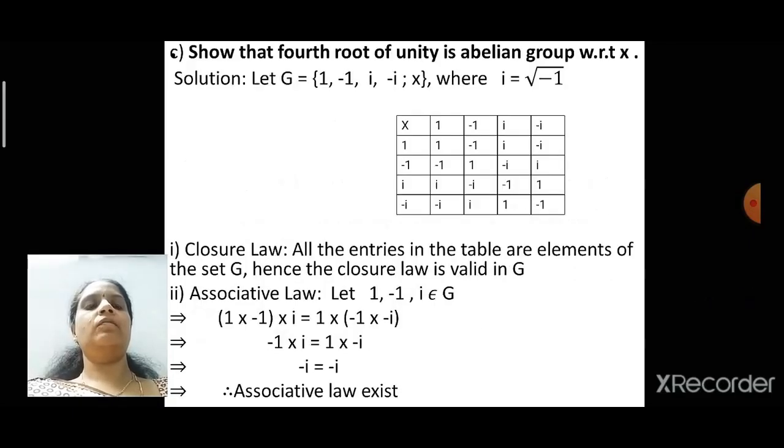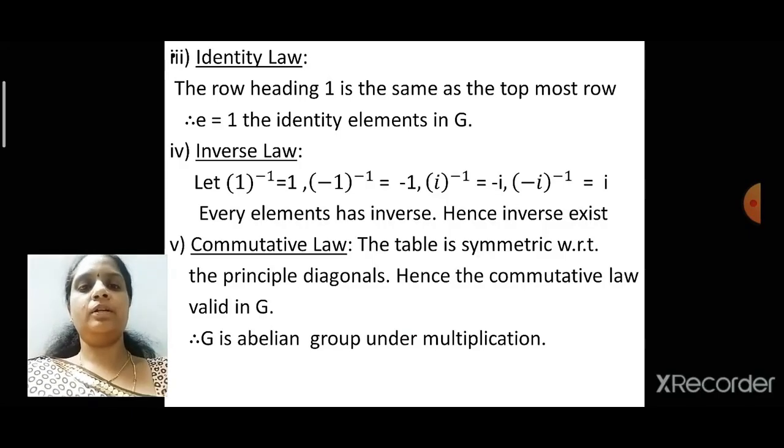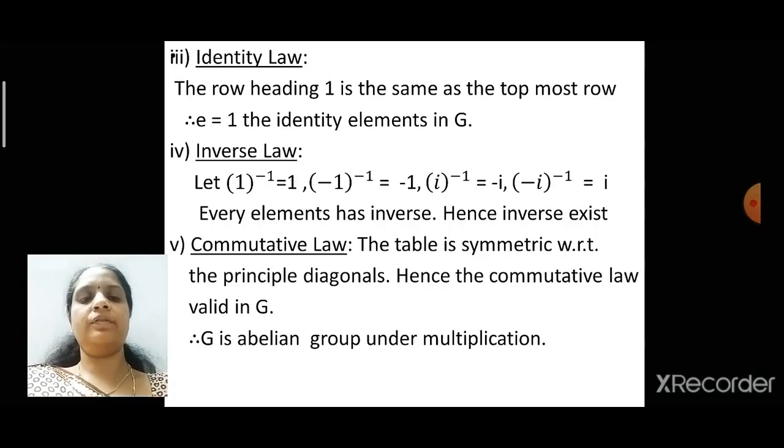Again, we are concentrating on the symmetric diagonal elements here. The principal diagonal elements are symmetric here. Therefore, we can say that the commutative law holds good. Therefore, G is an abelian group under multiplication. That means all laws are verified here: the closure law, associative law, identity law, inverse law and commutative law. Therefore, we can say that it is an abelian group under multiplication.